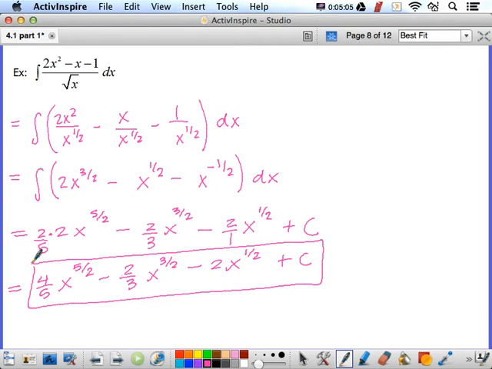I don't know how your book would do that. Also, I'm going to warn you of something I saw on Calc Chat. I don't know why they would do it, but I want to show you just in case, okay? All right, so if I change this back to square roots, do you guys understand that that would be 4/5 square root of x to the 5th minus 2/3 square root of x cubed minus 2 square roots of x plus c. Are you guys okay with that? Yeah. So that's another acceptable answer.